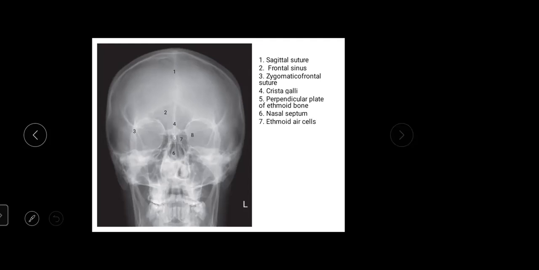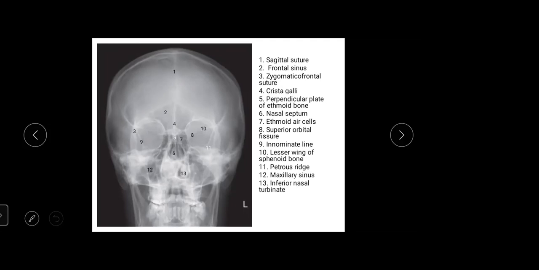In the nasal cavity, we see the nasal septum, and lateral to it there are the ethmoid air cells. Within the orbital cavity, there are 3 important spots: number 8 is the superior orbital fissure; number 9 is the innominate line, which represents the greater wing of the sphenoid bone; while number 10 is the lesser wing of the sphenoid bone. Numbers 11 and 12 are the petrous ridge and the maxillary sinus.